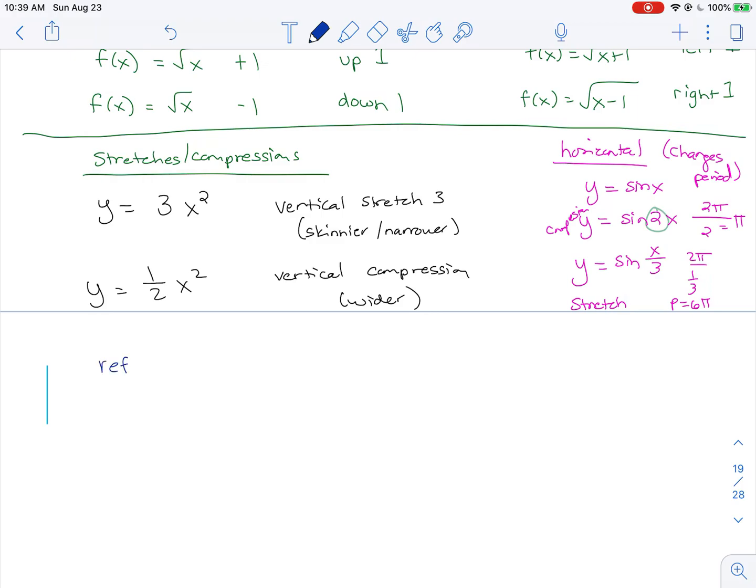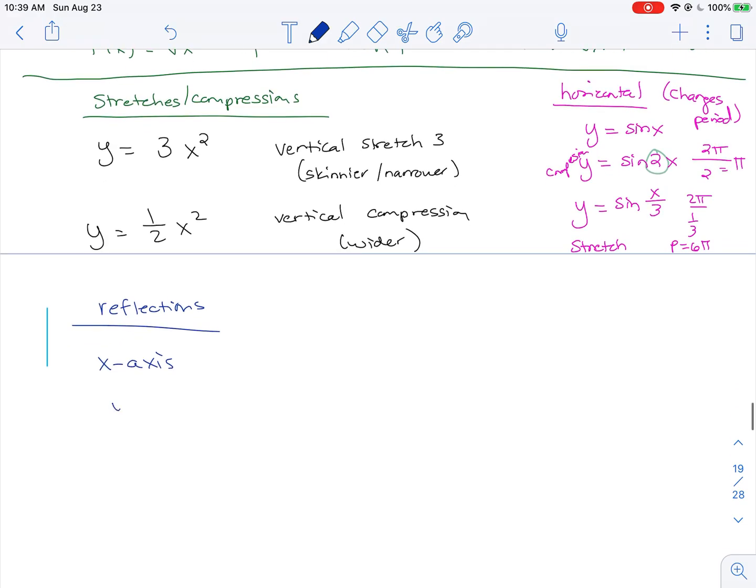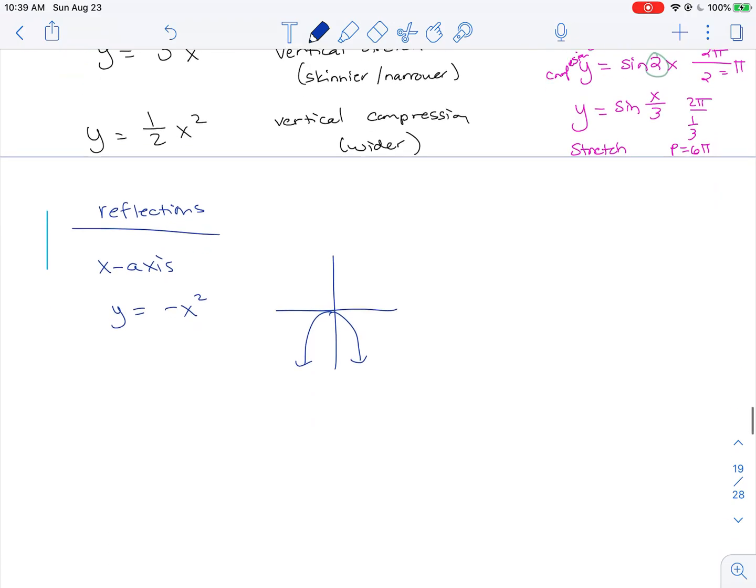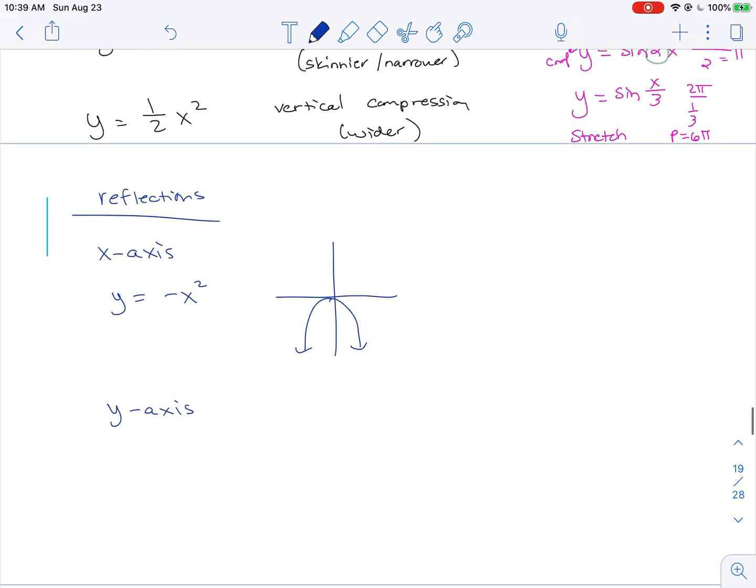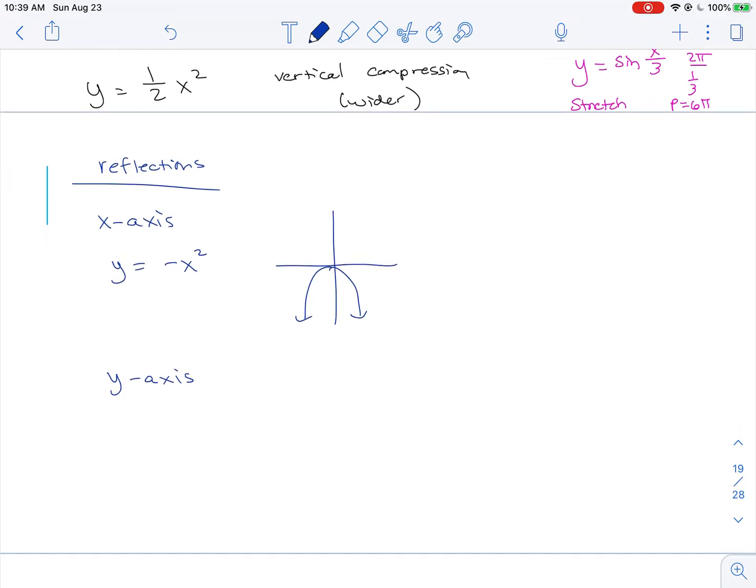You can also have reflections. Reflections reflect the entire graph over the x-axis or the y-axis. So if we're going to reflect over the x-axis, we could do y equals negative x squared, so it would be out in front. And remember, that just takes your happy parabola and makes it sad. If you want to reflect over the y-axis, then it's going to be inside with the x.